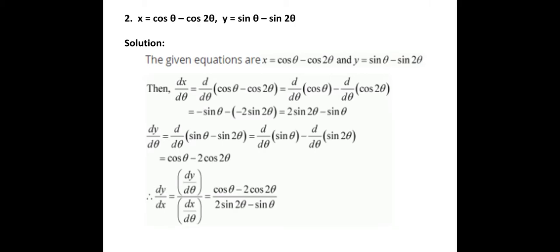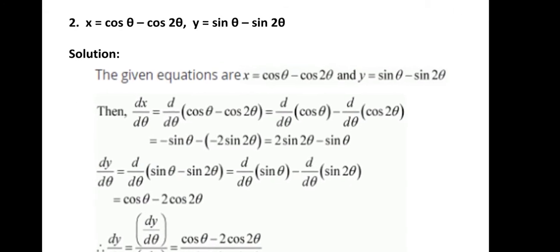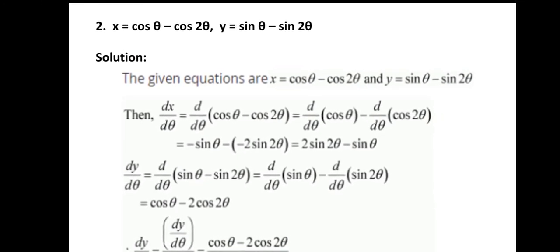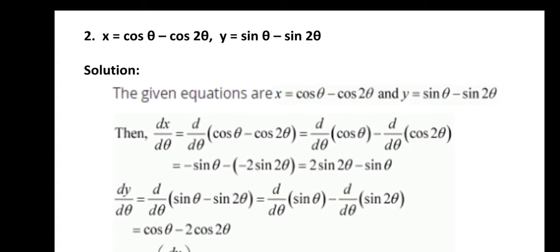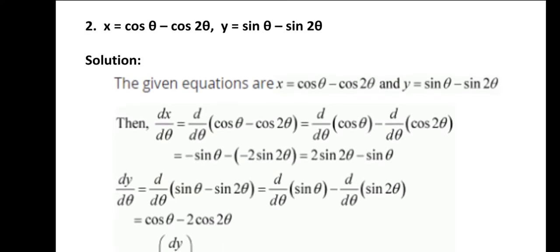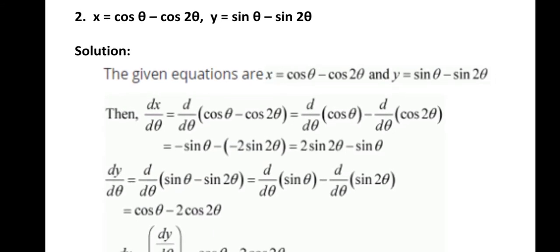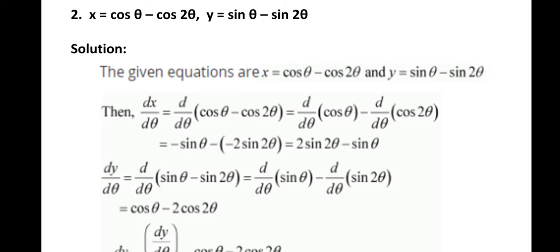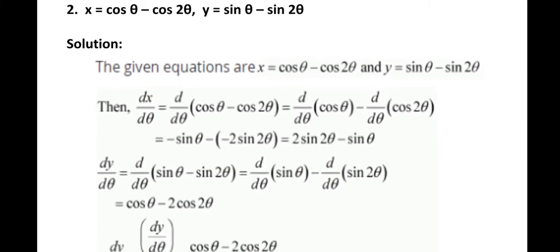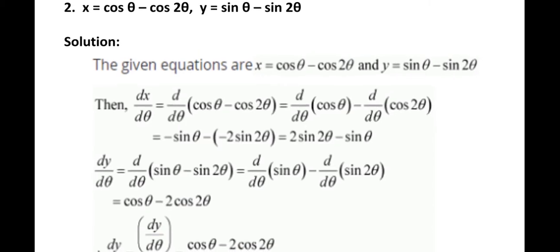Next question you can see on the screen. The question is x equal to cos theta minus cos 2 theta, and y equal to sin theta minus sin 2 theta. So students, first of all we have to differentiate x with respect to theta. So we will get dx by d theta, which is d/d theta of cos theta minus d/d theta of cos 2 theta.